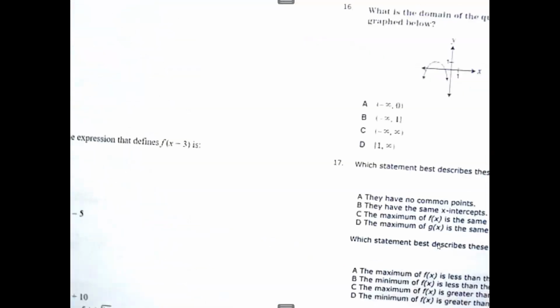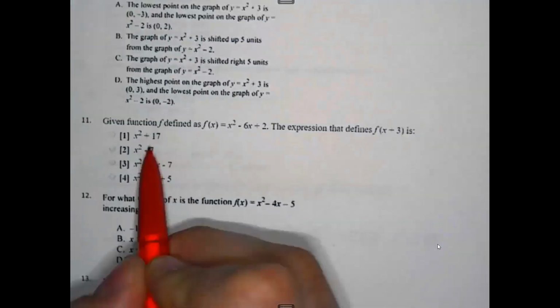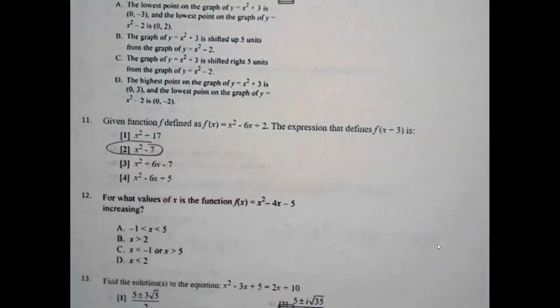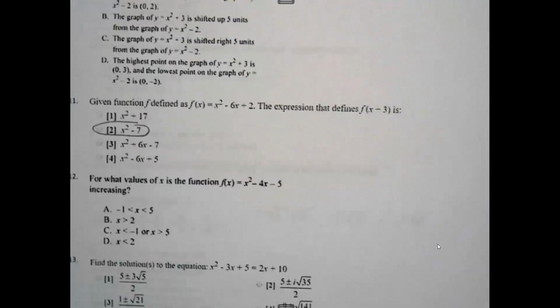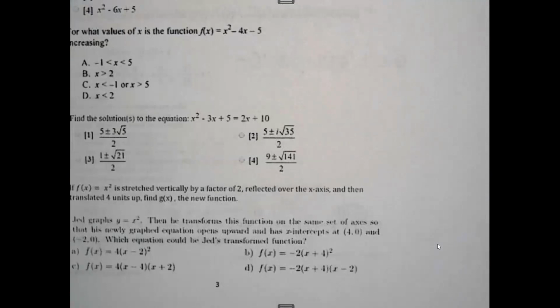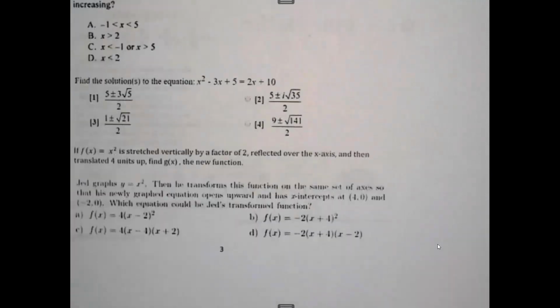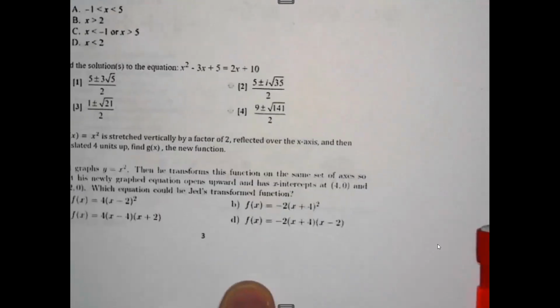That answer is also the answer for number 11 because I accidentally put that one twice. Okay. Let's see.